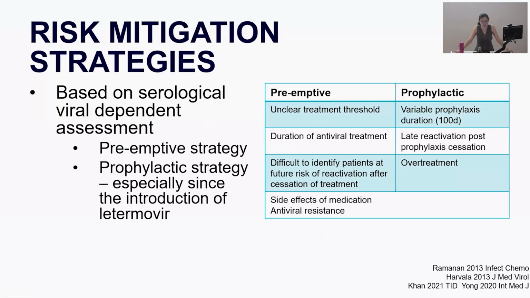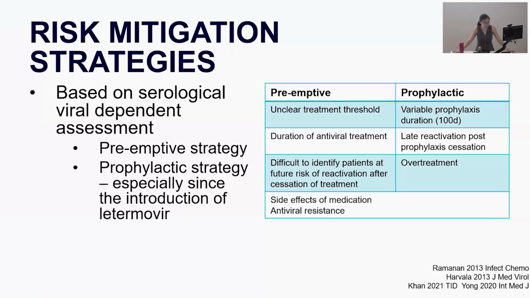We've done plenty of work over the past years to try to work out how to risk mitigate this virus. And in general, we base that on serological, viral-dependent assessment. There are two main strategies when it comes to combating CMV. One is the preemptive strategy, which has traditionally been more common in the allotransplant population, though certainly we're moving a bit away from that now. And the other is the prophylactic strategy, which again is typically more common in the solid organ transplant population, although there's increasing literature that you can in fact use preemptive monitoring in the liver transplant population, and that's both safe and well tolerated. There are issues with both, as there are with many things.